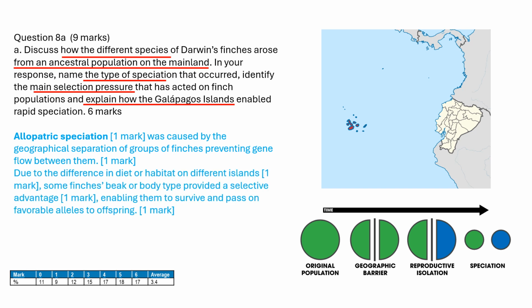There are differences in diet or habitat on different islands. Some finches' beak or body type provided a selective advantage, enabling them to survive in different environments. These favorable alleles were passed on to offspring. Over time, different genetic mutations accumulate in each population, forming new species.